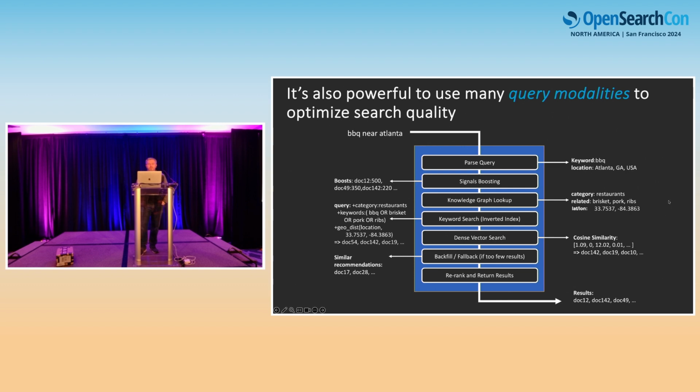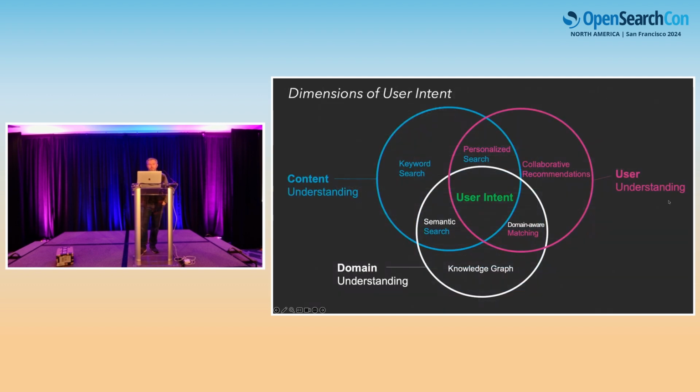But there's lots of modalities you want to combine. And at the end of the day, your job, if you're focused on relevance for your end user, is to take your understanding of the content. This can be the text you've got and lexical keyword search, those types of things. Take your understanding of the user. So if I look at pure user understanding, that's something like the recommendations and collaborative filtering.